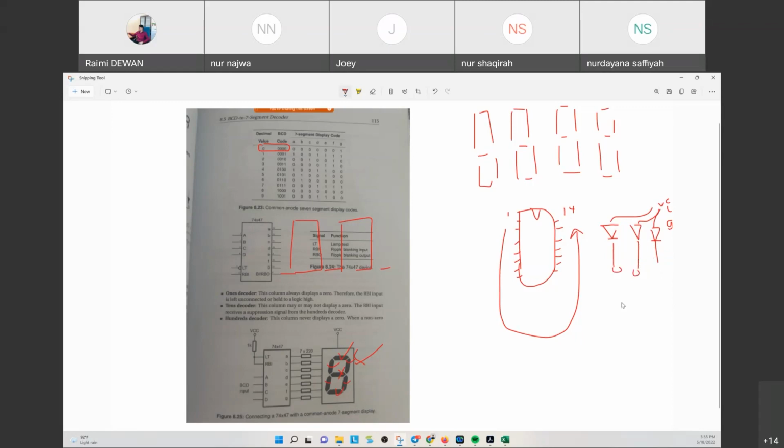So this is common anode. Common cathode will be vice versa, opposite. Okay, you guys understand or not?